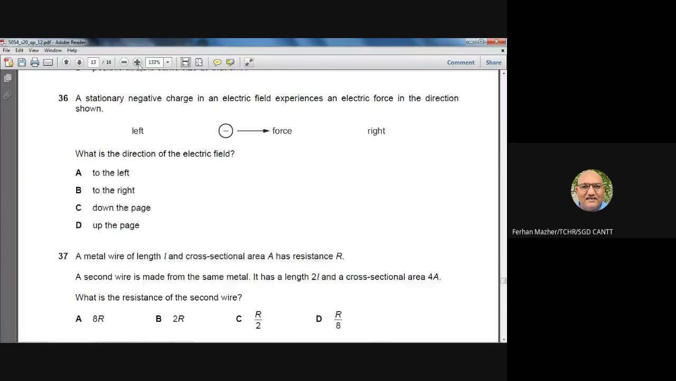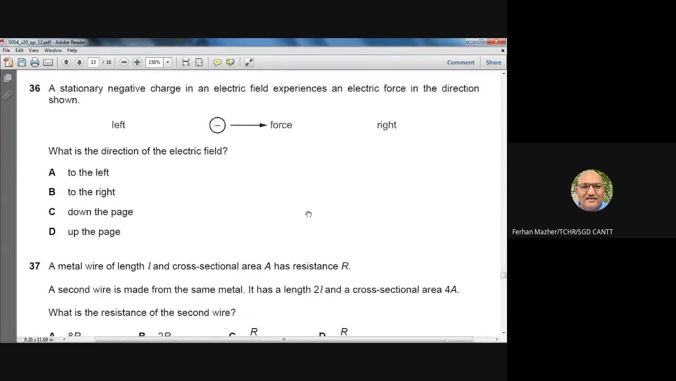Okay, next question 36. A stationary negative charge in an electric field experiences an electric force in the direction shown. What is the direction of the electric field? You see, when you put a negative charge in an electric field, the negative charge will always move opposite to the direction of the electric field. If the electric field is going upward, the negative charge will go downward. If the electric field is going downward, the negative charge will go upward.